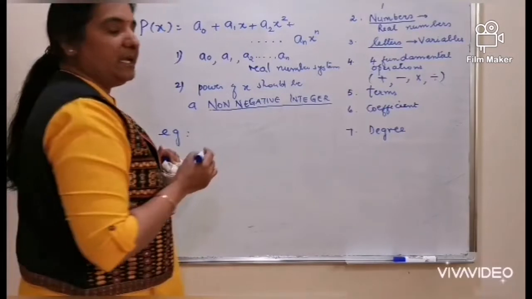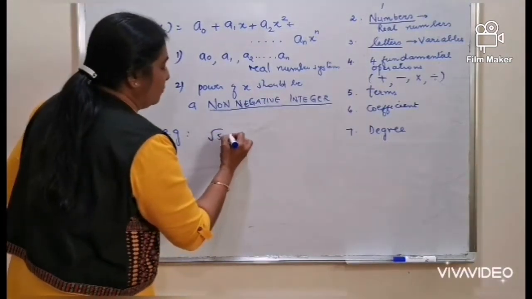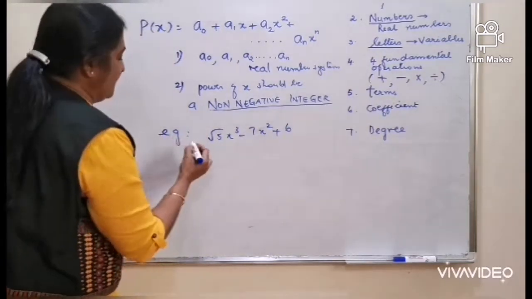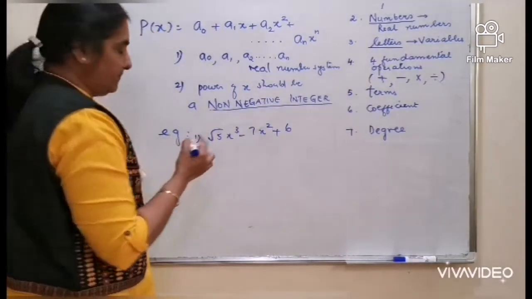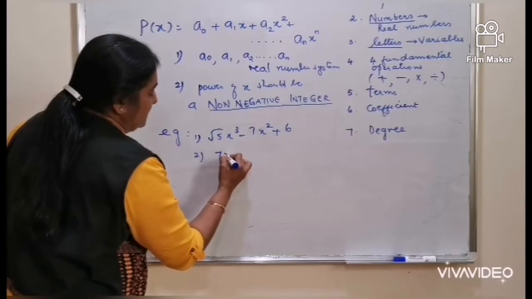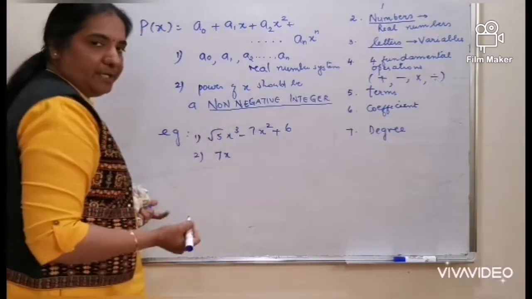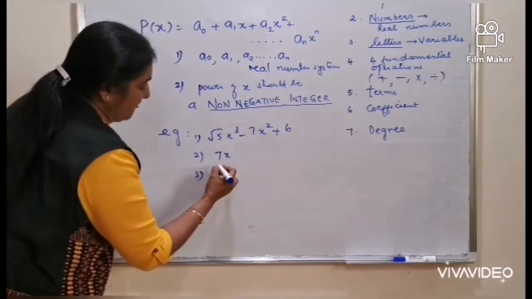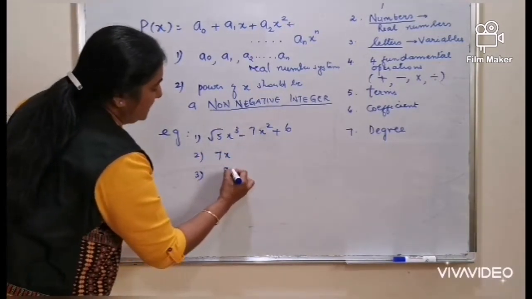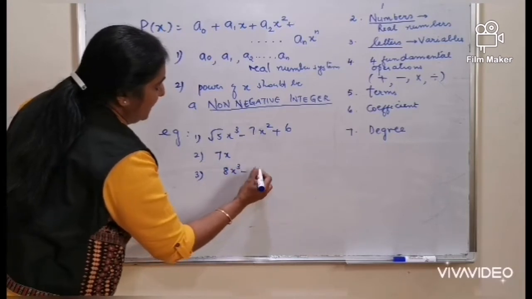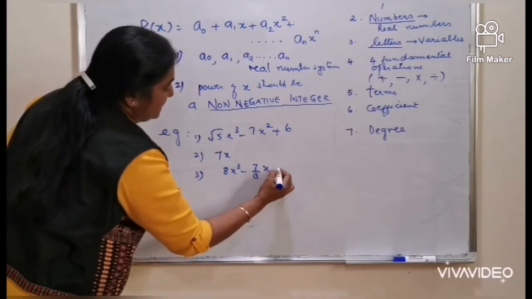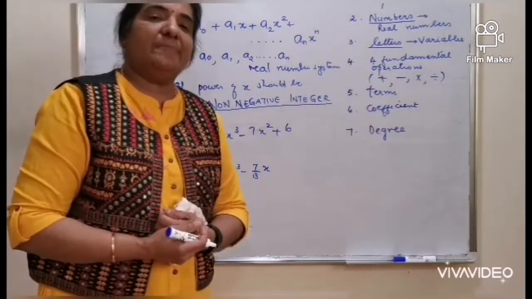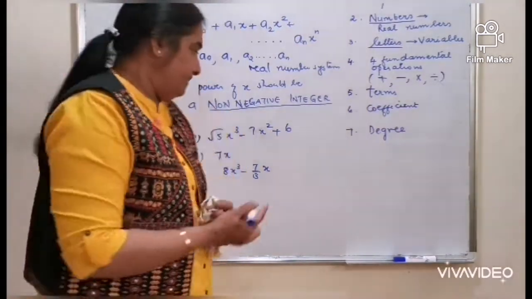Examples of a polynomial: root 5x cubed minus 7x squared plus 6. That is the first one. Second one, 7x is a polynomial. Number 3, 8x cubed minus 7 by 3x is a polynomial. All these are examples of polynomials.